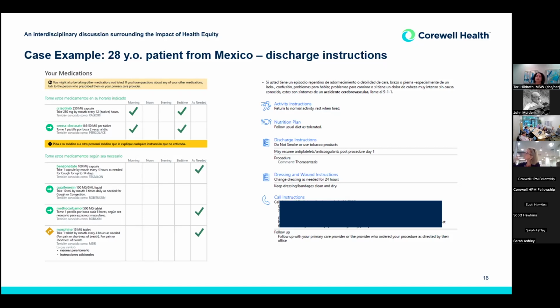So what I learned in this experience is always show me what this is going to look like. And basically what we came up with is that we would have an interpreter in the room at the time of discharge. However, it will be the family's responsibility to write everything in Spanish, which works if everybody is able to read and write in Spanish, which is not always the case.